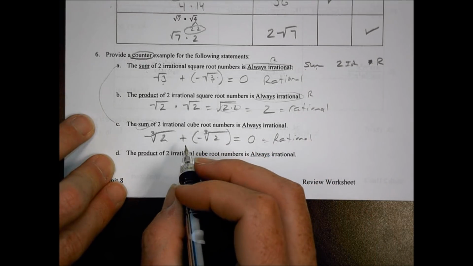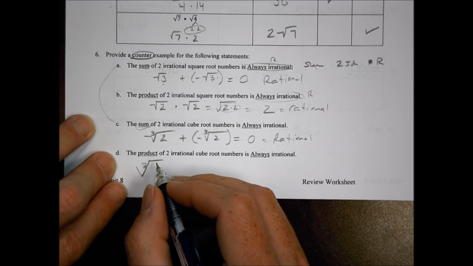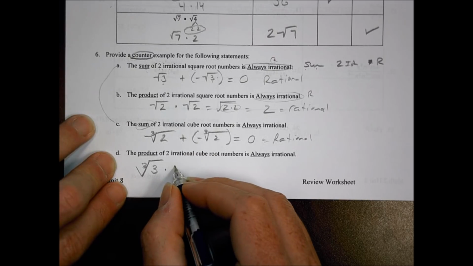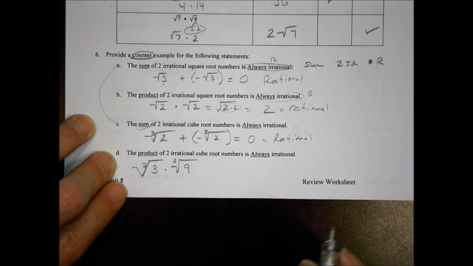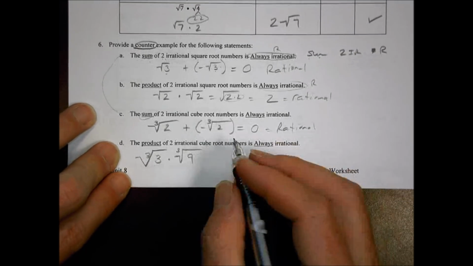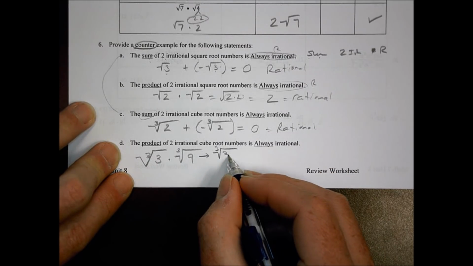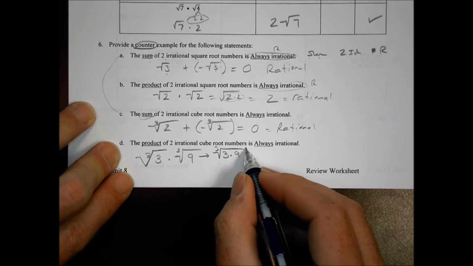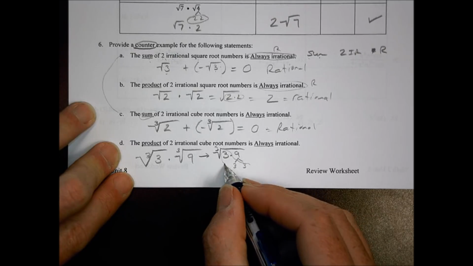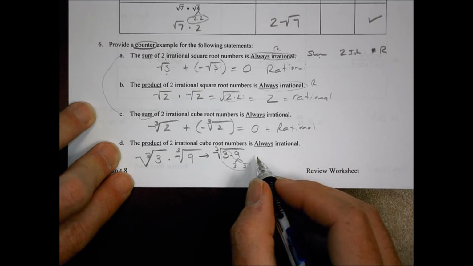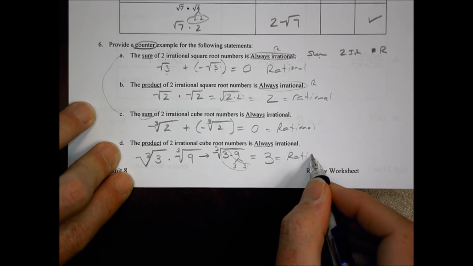Okay, the product of two irrational cube roots is always irrational. No, not always, because what if I had the cube root of 3 times the cube root of 9? Well, that becomes rewritten as the cube root of 3 times 9, and 9 is 3 and 3, and here I have a triplet, 3, 3, 3, cube root of that equals 3, and that's going to be rational.